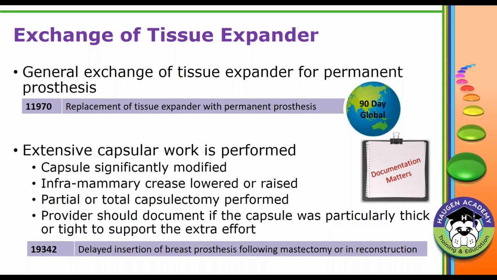When the tissue expander is replaced, it may be that the capsule is found to be very tight and multiple radial incisions may be required in the capsule to accommodate the permanent prosthesis and form a symmetrical contour to the opposite breast. So those are codes used for the exchange of the tissue expander. And here is a case scenario.